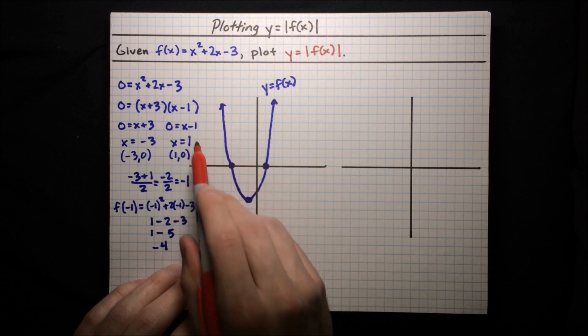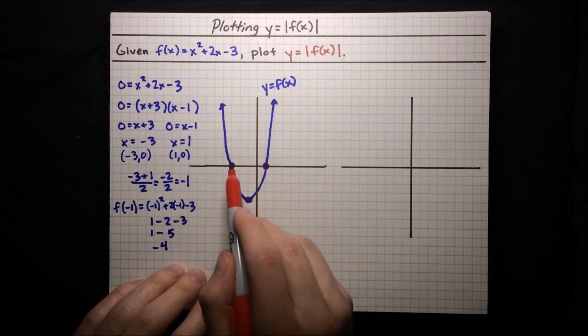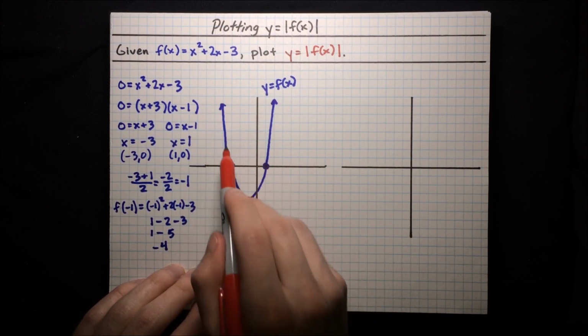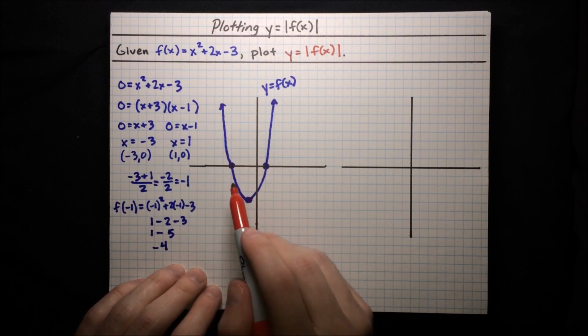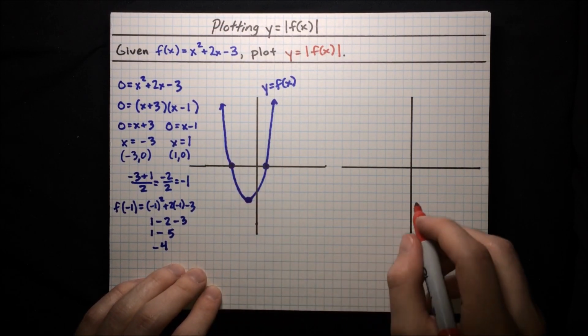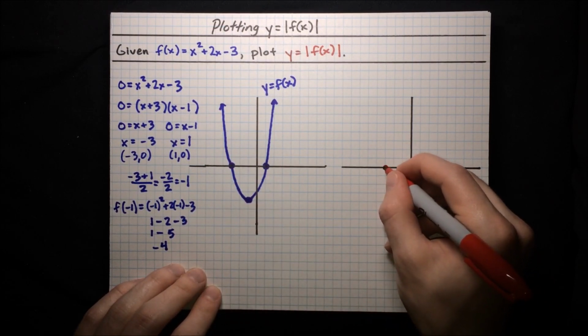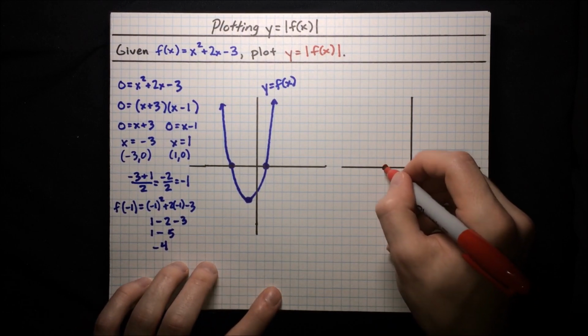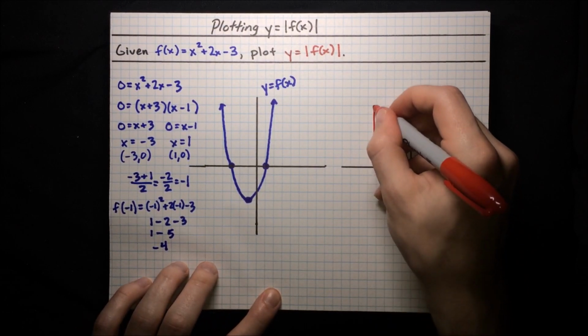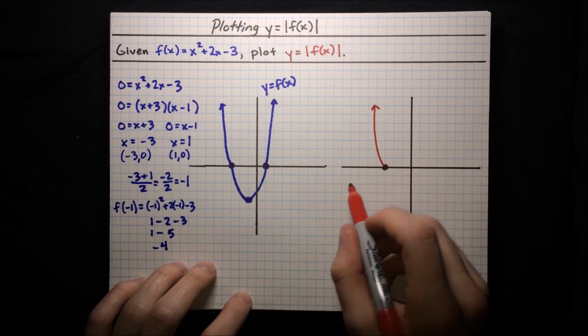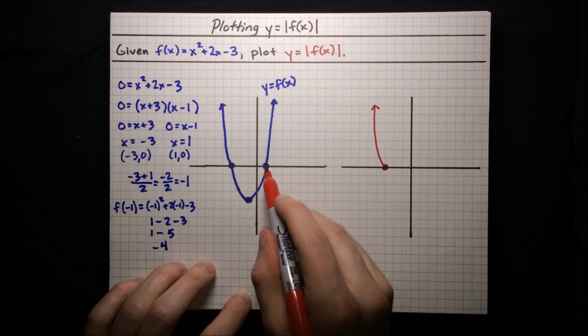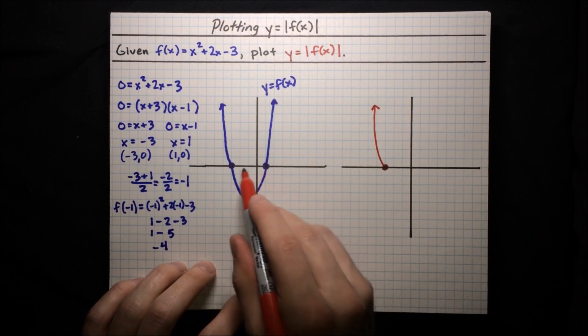So let's focus on the positive y values here. This section here, from this root on to the left, that doesn't change because those have positive y values. So let's go ahead and plot that. So that root on up like that. And then, okay, the next section here has negative y values. We won't worry about that yet.